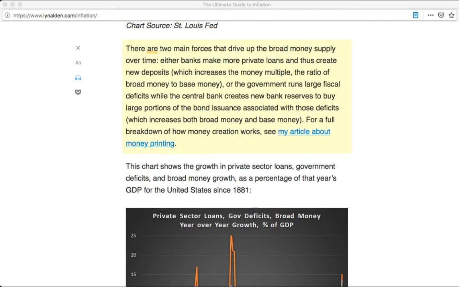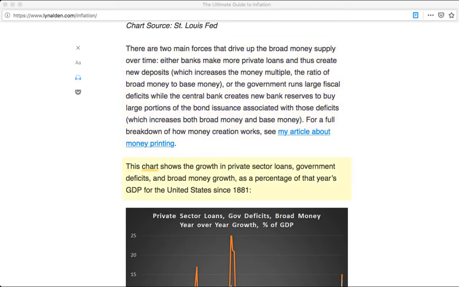There are 2 main forces that drive up the broad money supply over time. Either banks make more private loans and thus create new deposits, which increases the money multiple, the ratio of broad money to base money, or the government runs large fiscal deficits while the central bank creates new bank reserves to buy large portions of the bond issuance associated with those deficits, which increases both broad money and base money. For a full breakdown of how money creation works, see my article about money printing.